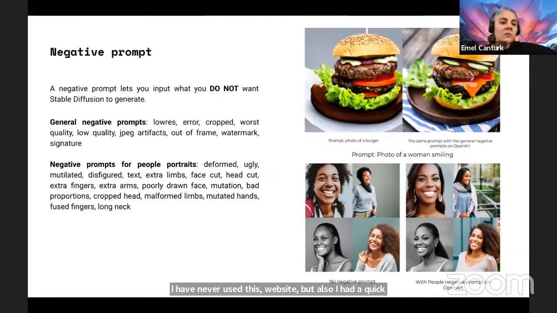So what a negative prompt does is simply let you input what you don't want Stable Diffusion to generate. And people found that general negative prompts like these work well: low resolution, error, cropped, worst quality, low quality, out of frame, watermark, and signature.